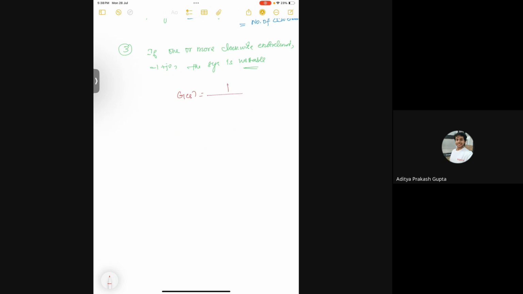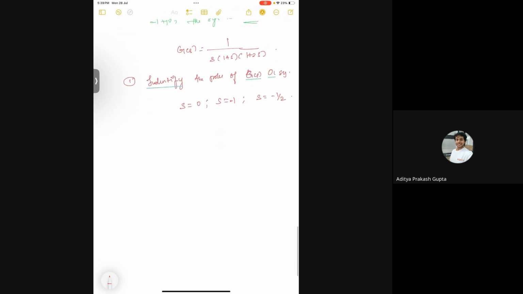G of s equal to 1 by s into (1 plus s) into (1 plus 2s). Right. The first point to do, common in root locus and here, is identify the poles of G of s for the open loop system. So this lies in s is equal to 0, s is equal to minus 1, s is equal to minus 1 by 2. Now, you know, any of the poles lie in the right half of the S plane? No. No poles in RHS.